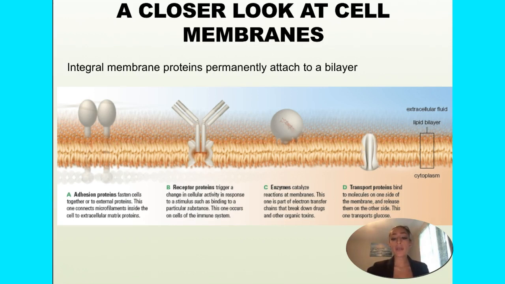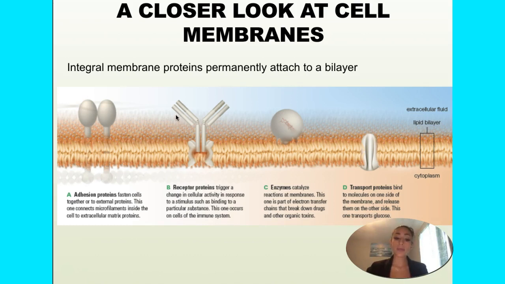So some of the plasma membranes have all different kinds of integral membrane proteins, which actually attach to the bilayer itself. Okay, it goes all the way through the plasma membrane, remember? So basically right here, these are all examples of integral membrane proteins, like this one right here and this one right here. Adhesion proteins fasten cells together or to their external proteins themselves. This one right here, you can see it, it's very, very dim down here, but you can actually see it's going all the way through from one side to the other side of the actual plasma membrane itself.